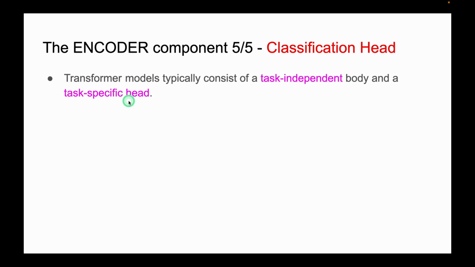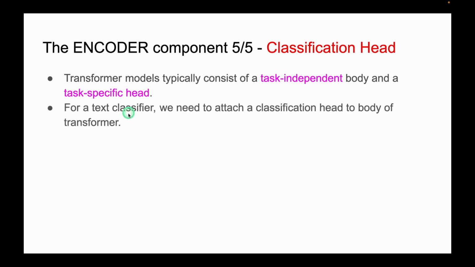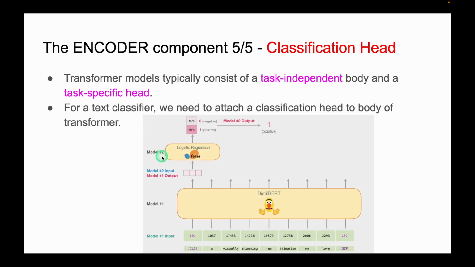Now let's assume we need to develop a text classifier. For example, we want to develop a text classifier which classifies sentiments into positive or negative sentiment. We need to attach a classification head to the body of the transformer. You all know that we have a prediction for each token in a sentence, but we want only one prediction for a sentence. Here, most commonly, the prediction is made using the initial token, and we can add a dropout and a linear layer to generate a classification prediction.